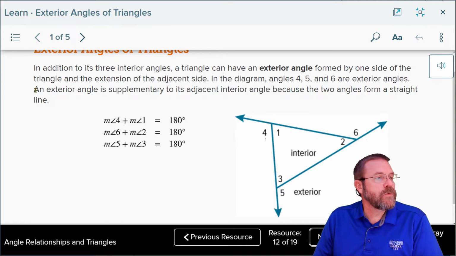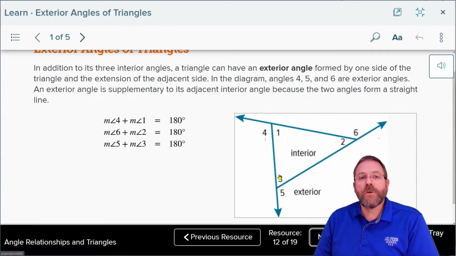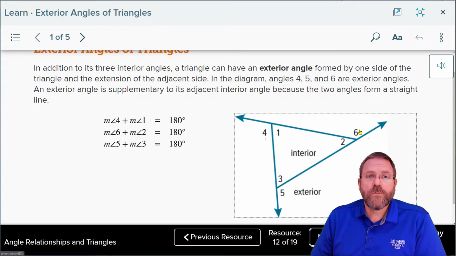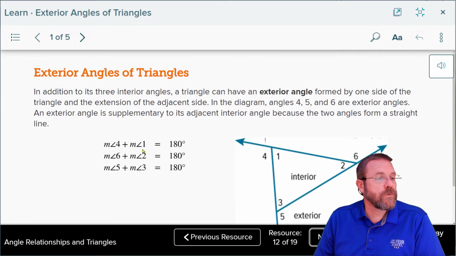An exterior angle is supplementary to its adjacent angle, meaning that angle 5 and angle 3 are supplementary angles. They add up to equal 180 degrees. Angle 4 and angle 1 are supplementary angles. They add up to equal 180 degrees. Angle 2 and angle 6 are also supplementary angles. They add up to equal 180 degrees. Okay? An exterior angle is supplementary to its adjacent interior angle because the two angles form a straight line. Boom, there you go. You can see they even wrote it all down for us right here.